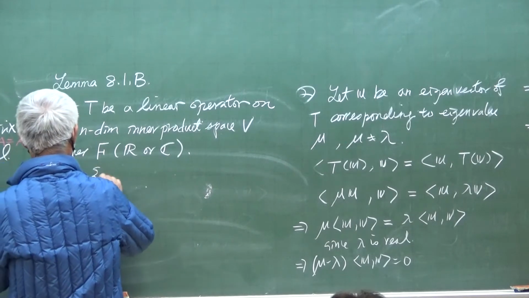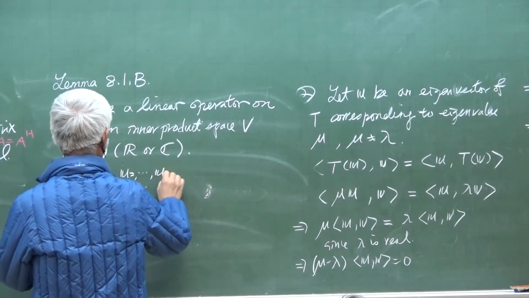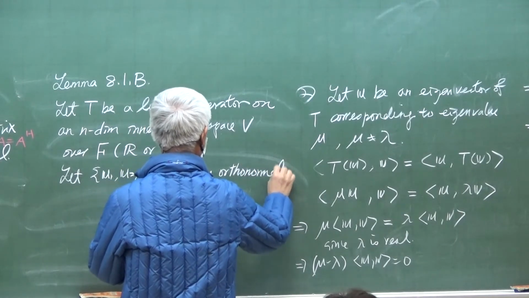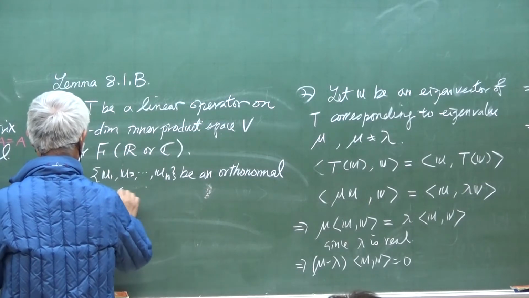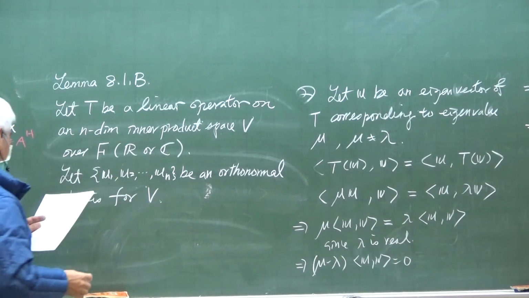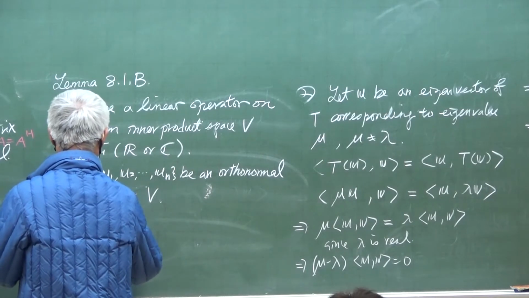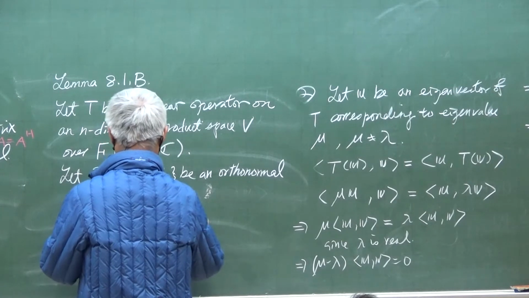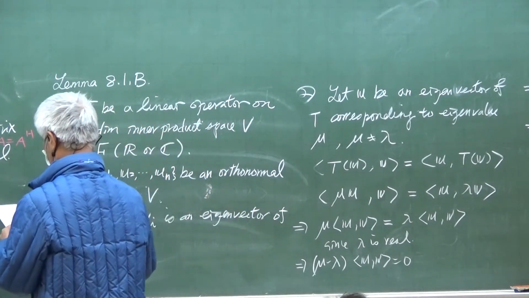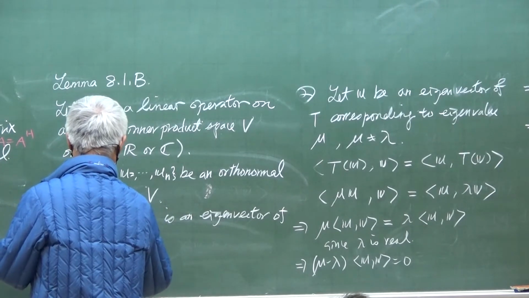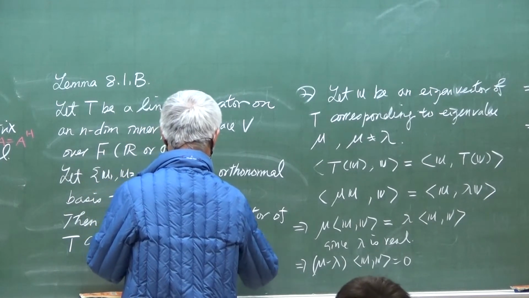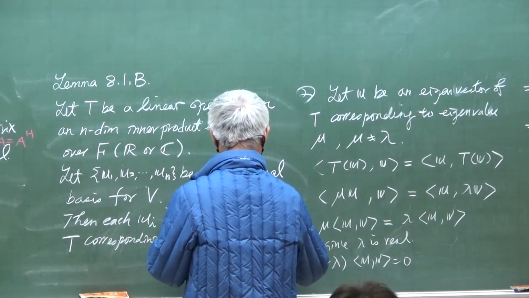Now, let u1, u2, up to un be an orthonormal basis for V. Okay, so now we have an orthonormal basis. Then each ui is an eigenvector of T corresponding to eigenvalue lambda i in F.